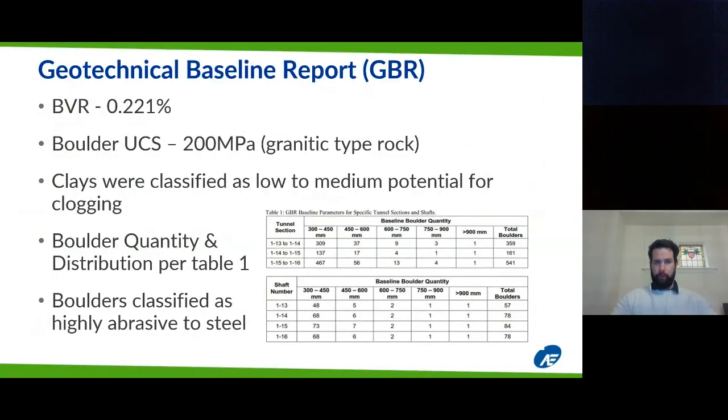So all this information was derived from, there's many studies done on the Shepherd subway tunnel, and it was based on information gathered as part of that mining process and excavating of the shafts. And that's how a lot of the geotechnical baseline reports and quantities for boulders are estimated in the Greater Toronto area.